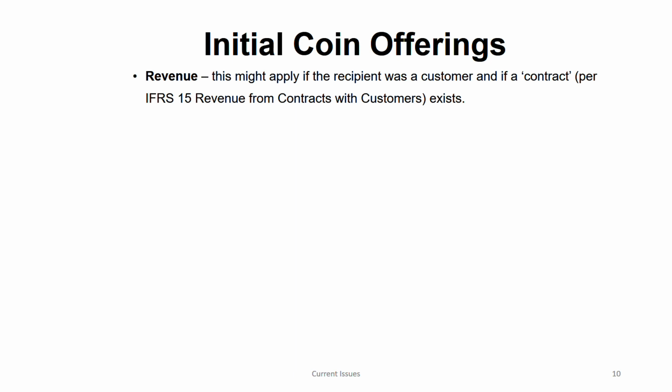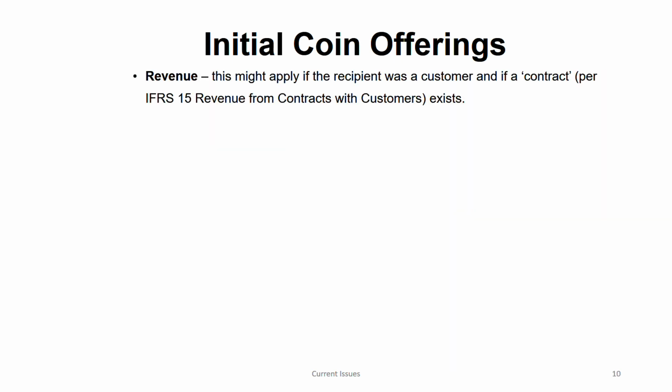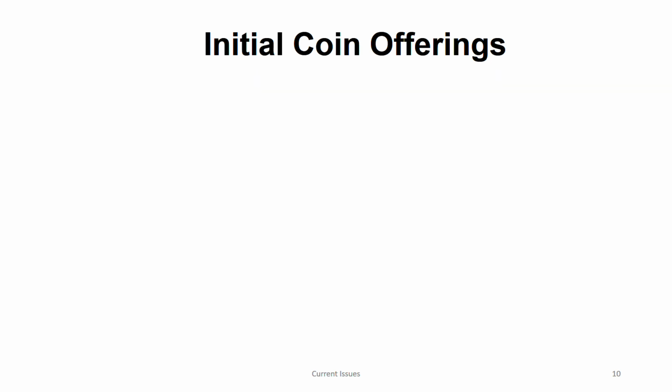Remember, you don't have to write exactly that it will be this. You just have to point out those things in your answer, that this could be this. So revenue also. How can it be revenue? If the recipient was a customer and if a contract exists, then it becomes revenue from contract with customer. Then you have to apply the revenue standard, and you credit it as revenue. Sometimes it could be none of the above also. So what are the four things that we went through? Financial liability, equity, revenue, and none of the above.